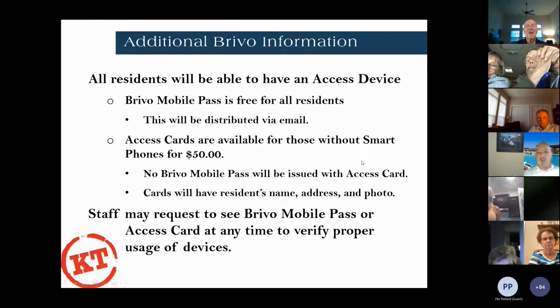So, continuing on with some additional information, all residents will be able to have an access device. We have Brivo mobile passes free for all residents, which will be distributed via email. For those people that do not have smartphones, we do have access cards. Because of the cost of setup, it is a $50 charge up front. With the access cards, there will not be a Brivo mobile pass issued to that individual, and the card will be specific to an individual resident, and it will have the name of the resident, the address, and the photo.